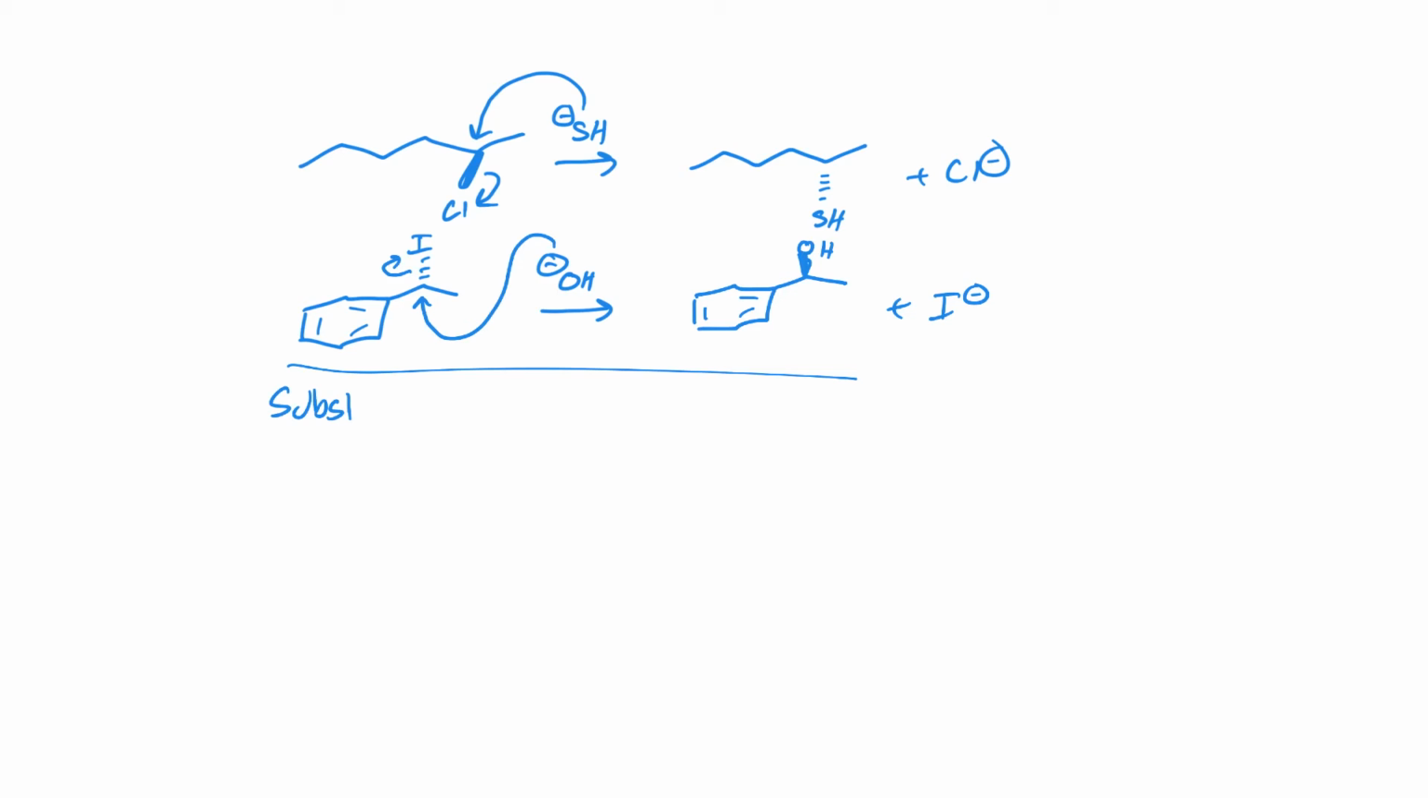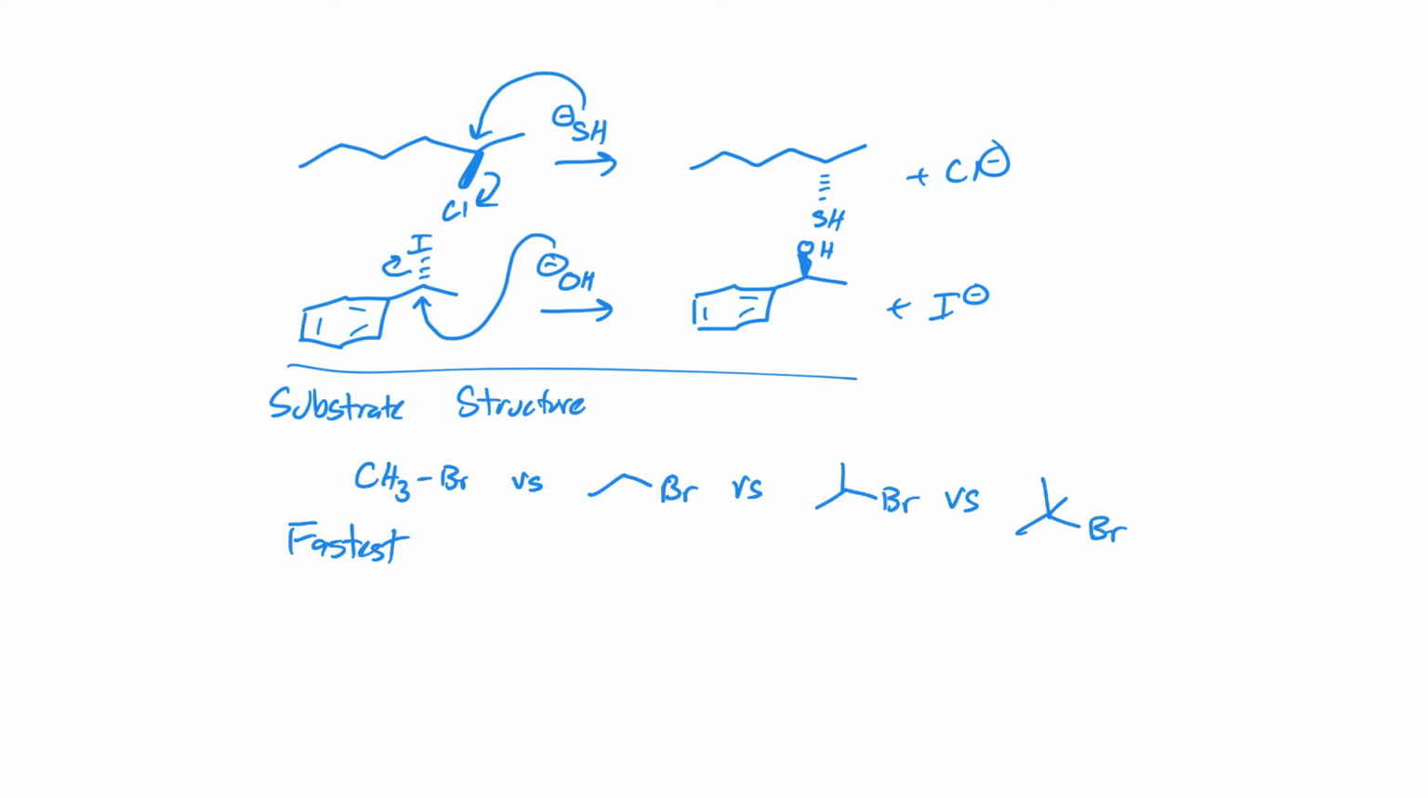Substrate structure plays a role in affecting the rate of this reaction. So if we look at a methyl that bears a leaving group versus an ethyl that bears a leaving group versus an isopropyl versus a tertiary butyl structure, we can see that the rate is the fastest with the methyl, and it is the slowest with the tertiary butyl. And that's because of the steric hindrance at the central carbon.